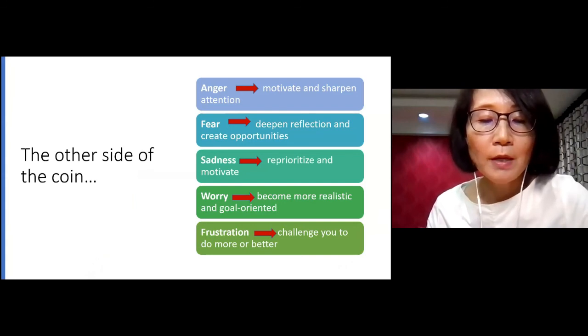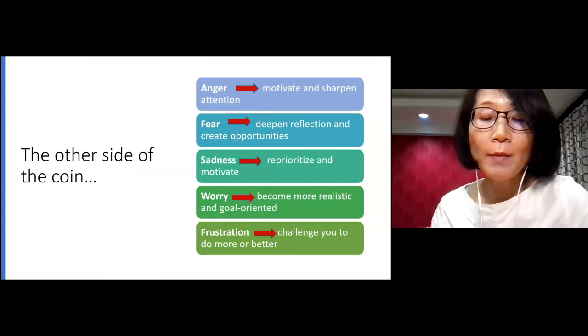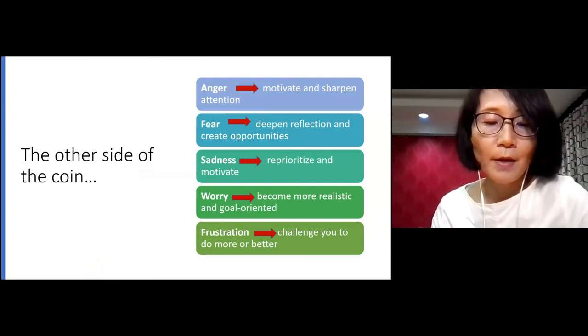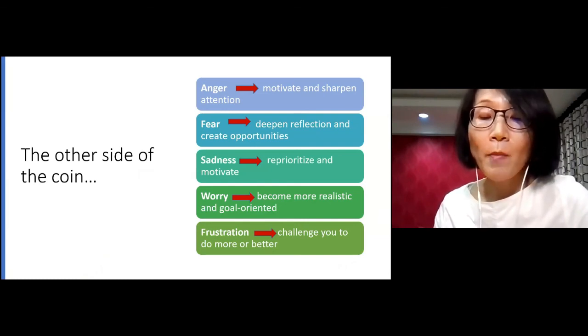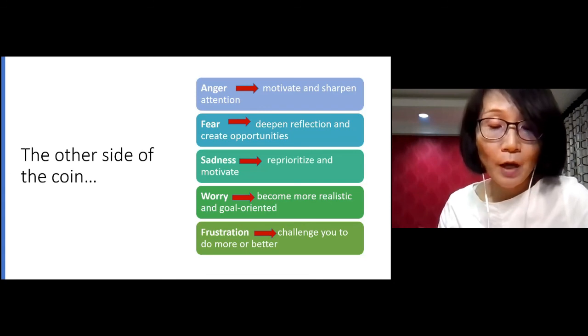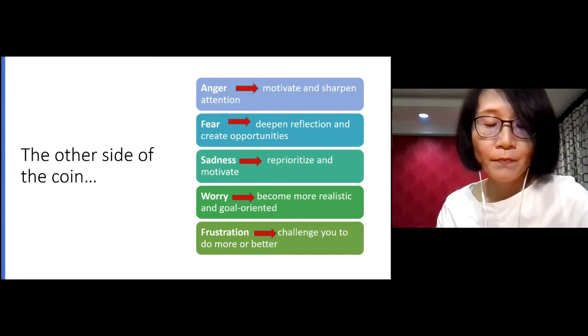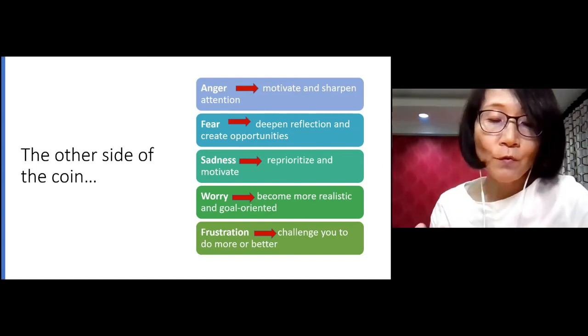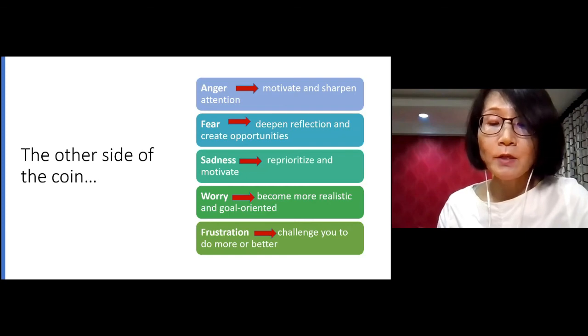Okay, now we've come to the last bit of our discussion. I'd like us to also consider that while anger could block our attention and ability to perform, it could fuel and motivate us, sharpen our attention, and serve as a reminder of what's important. Fear could trigger memories of past failures, rob our attention and focus, and undermine our performance. Or it could make us more careful about our decisions, deepen our reflection, and create opportunities for changing direction. What about sadness? Sadness could flatten out our mood and demotivate us, or it could help us reprioritize and motivate us to change our environment, circumstances, and behavior.